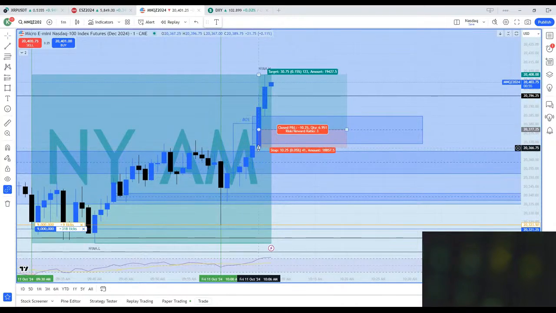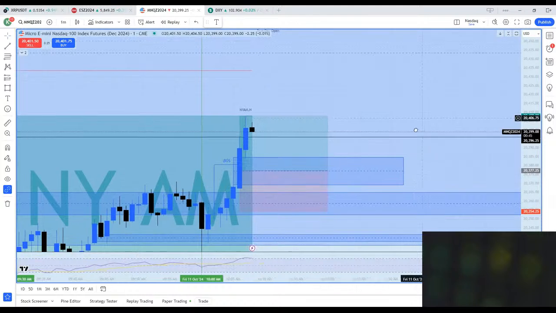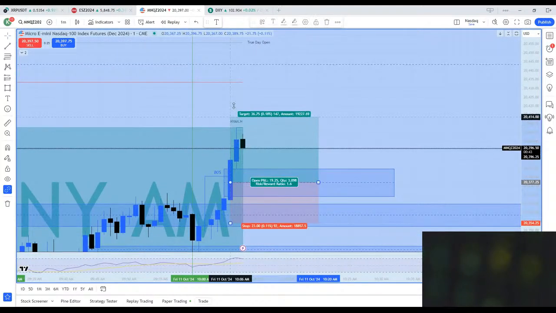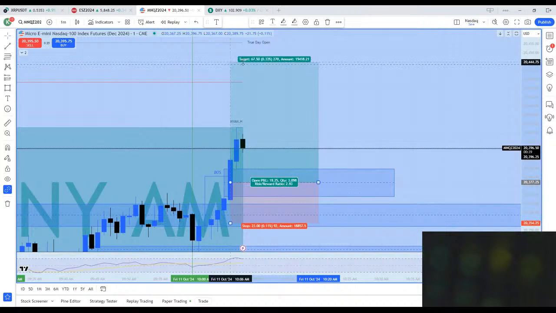Now I actually move my stop loss down here because this is another fair value gap. So price could come down and tap into this fair value gap also, but this right here would be a higher probability trade to take. And I'll go ahead and move my risk to reward up to 3. And that'll be my trade.